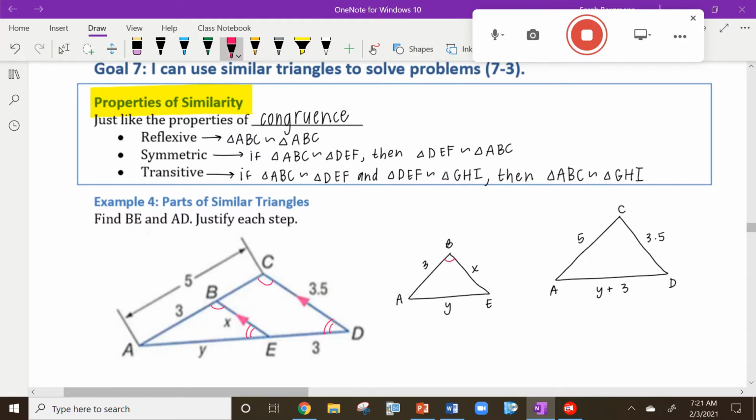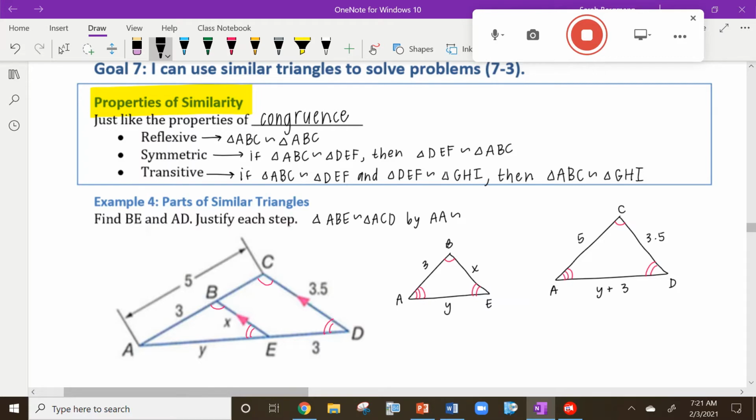It's sometimes also helpful to redraw this as two separate triangles that are not overlapping. Remember, we would also know angle A is congruent to itself. So based on this, you might want to write your similarity statement. Triangle ABE is similar to triangle ACD by angle-angle similarity. It tells us to justify each step, so we should do that.